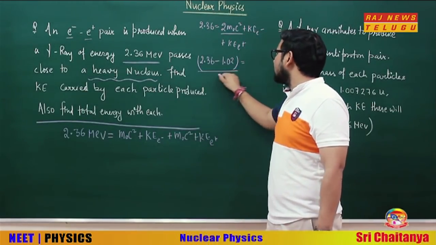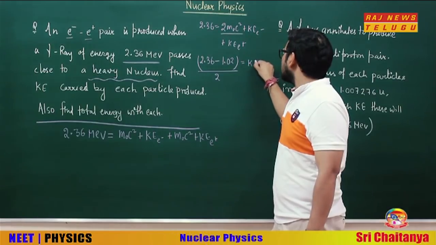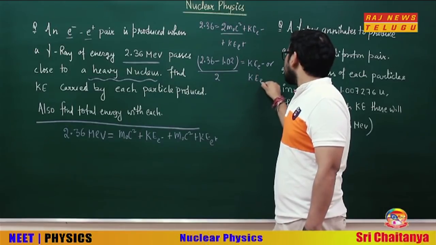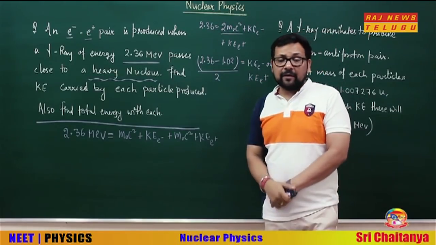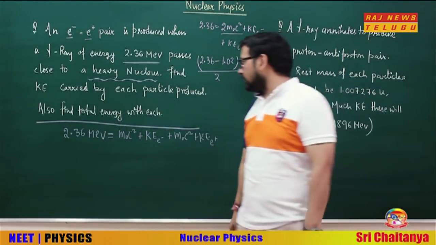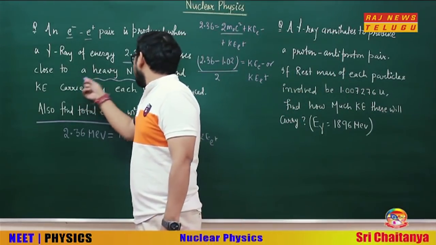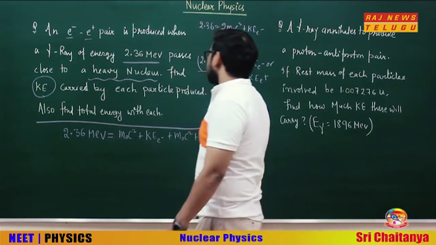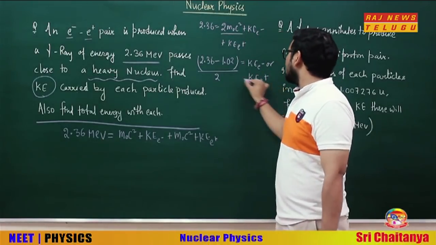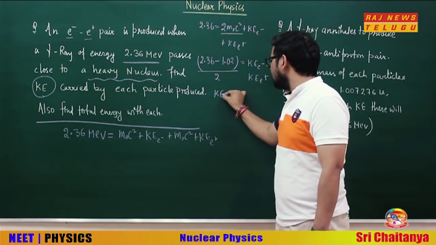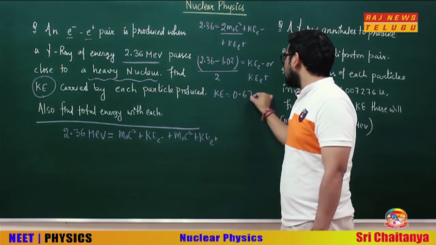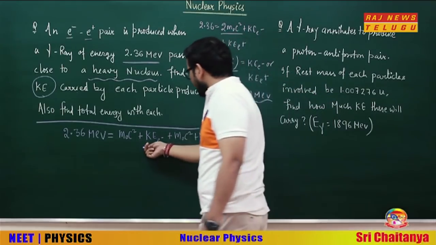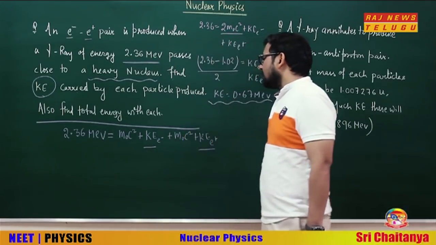Can I write it divided by 2? And this is the kinetic energy of electron as well as the kinetic energy of positron. This is the energy for them. But do remember, here we are dealing with the kinetic energy. You can see, find kinetic energy carried by each particle produced. On calculation, kinetic energy will be around 0.67 mega electron volt. This is the kinetic energy. So we have just now calculated this.